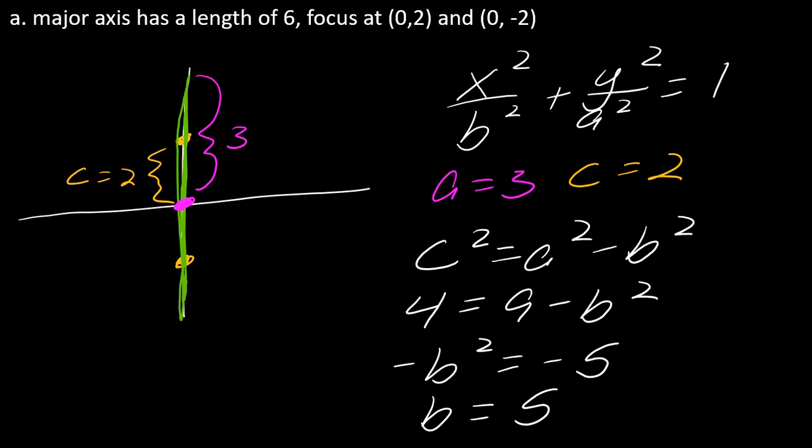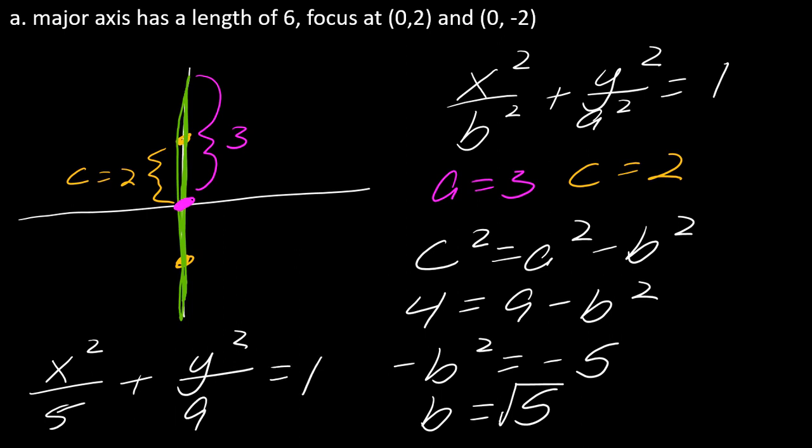Now I can finish filling in my equation. I meant that b was the square root of 5. So the final equation will be x squared over 5 plus y squared over 9 equals 1. That's me plugging in the 3 for a and the square root of 5 for b, and we're good to go.